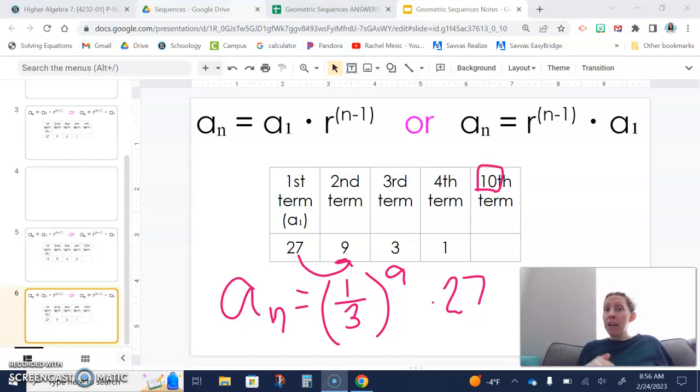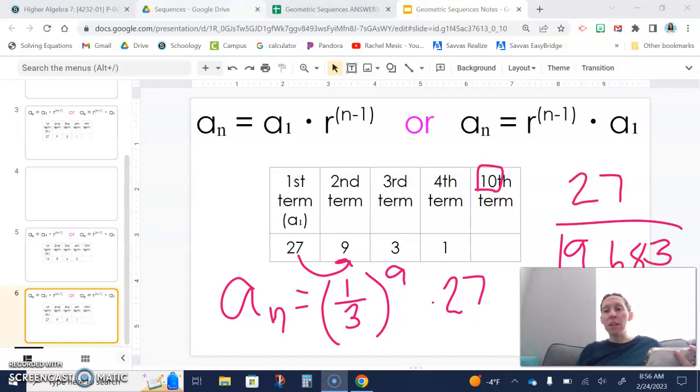So on the bottom, I had 3 to the power of 9. Let's see what that is quickly. 3 to the power of 9. Okay, so that would be 19,683. And then when you times it by 27, that goes up here. And then if you simplify that, that would be 1 out of 729 as a fraction.